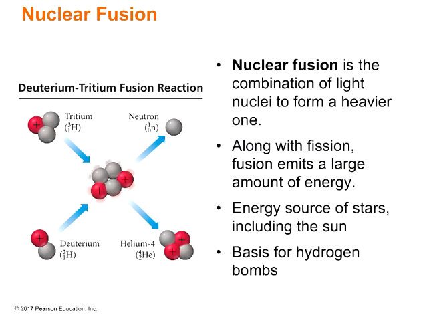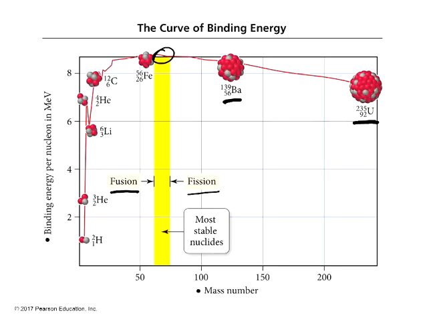So let's talk about fusion. Nuclear fusion, again, is the combination of two elements to produce a heavier element. So it's the combination of lighter nuclei to form a heavier one. Again, on the last chart, we saw that the elements with smaller mass numbers go through fusion.